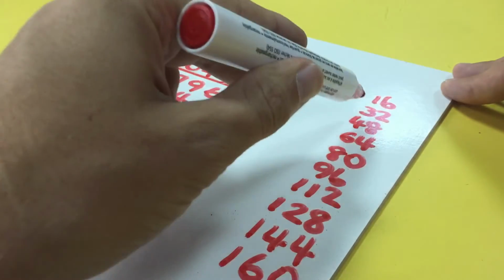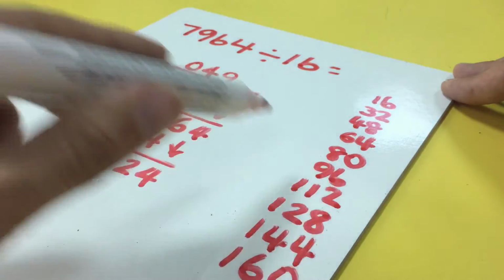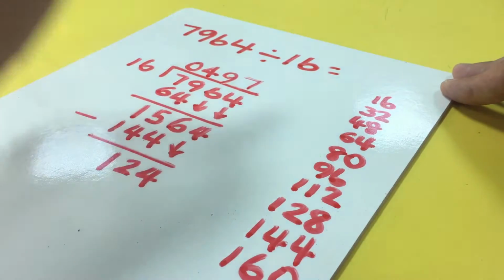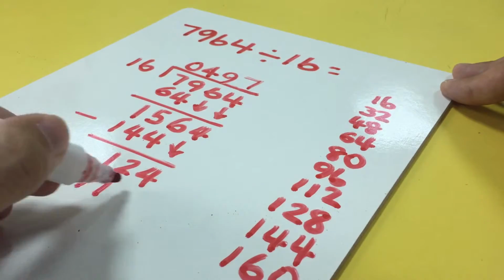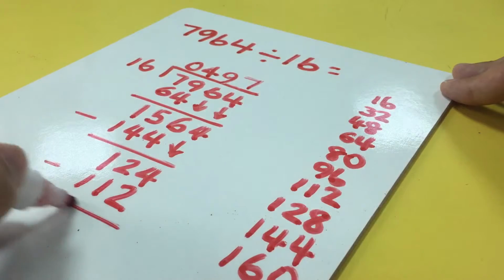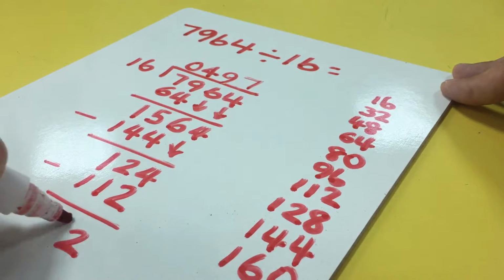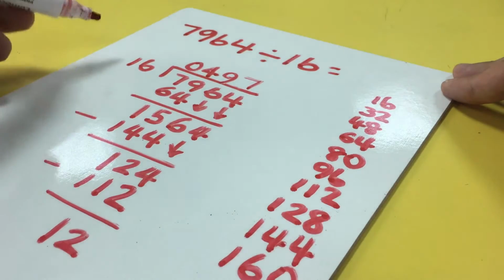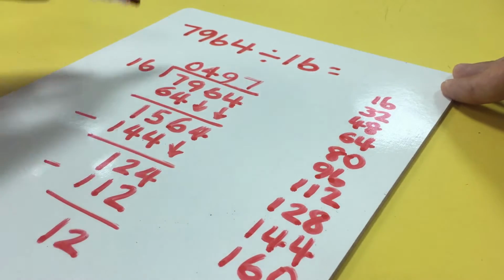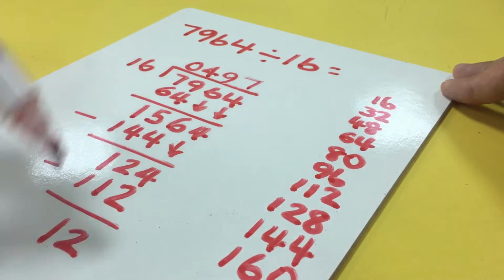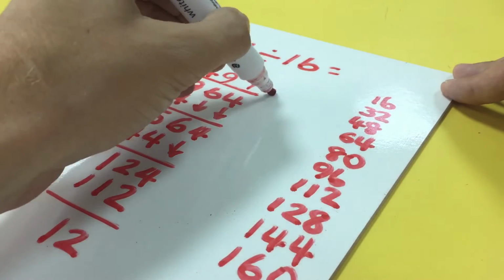So it's 1, 2, 3, 4, 5, 6, 7. 7 16s are 112. 4 take away 2 is 2. 2 take away 1 is 1. Now, we're in a bit of a sticky position here because we've got a really large remainder. 16s into 1 can't do, 16s into 12 can't do. So our remainder is 12.